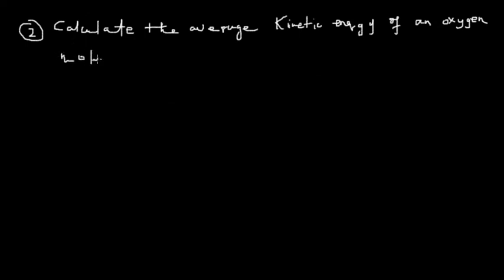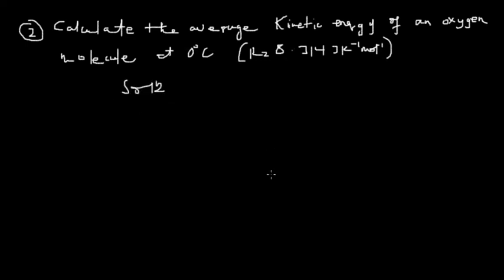Oxygen molecule at 50 degrees. Sorry, this is 0 degrees. Wow, that's really low. 0 degrees Celsius. And then you've been given our R to be 8.314, and the unit is joules per Kelvin per mole. Now let's proceed.